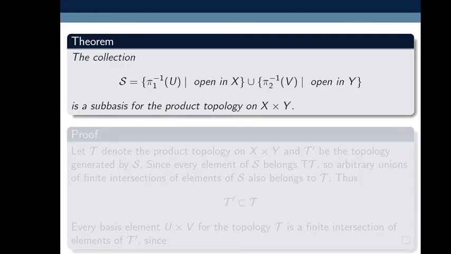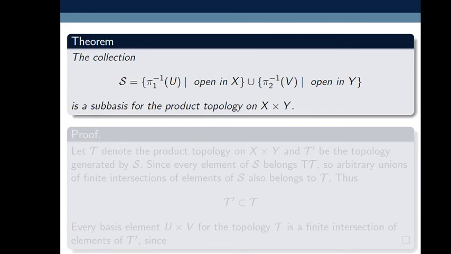So let's have the theorem. The collection script S is equal to the set of pi1 inverse of U, with U open in X, union the set of pi2 inverse of V, with V open in Y. So this is the collection script S. Then prove that script S is a subbasis for the product topology on X times Y, the Cartesian product of X and Y.